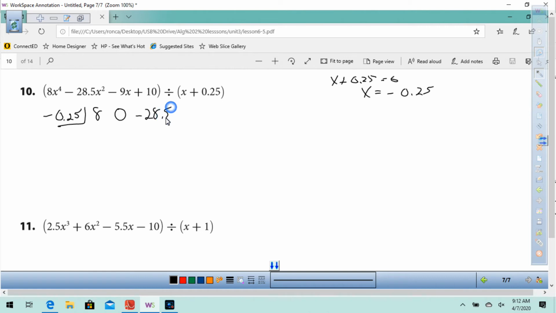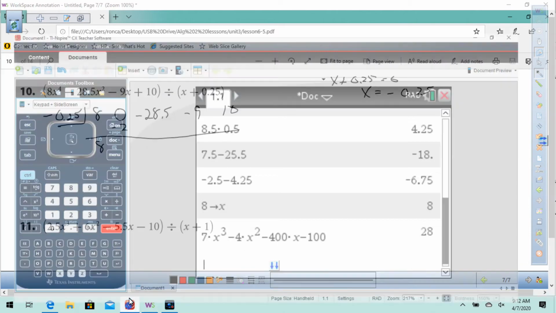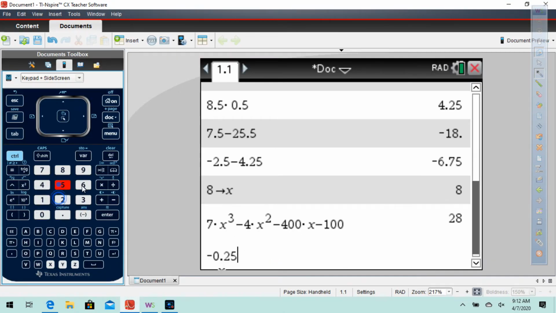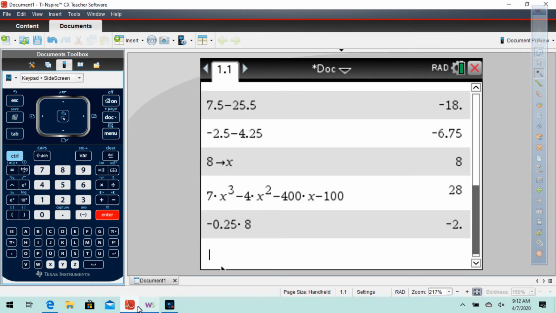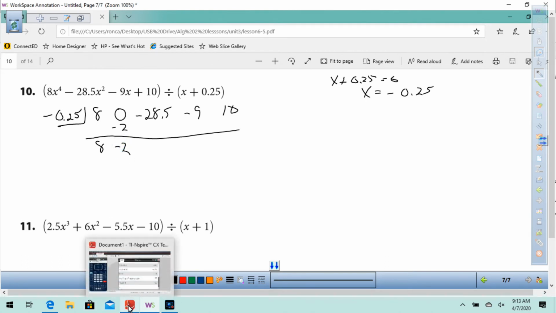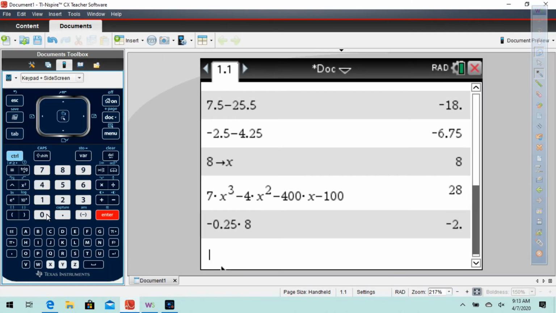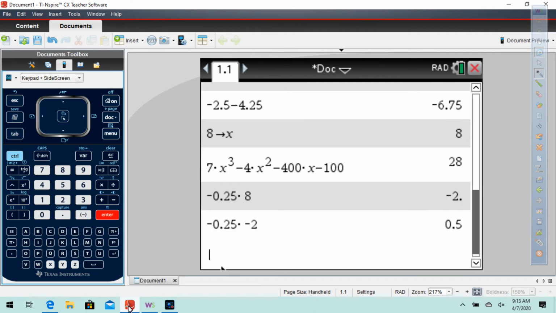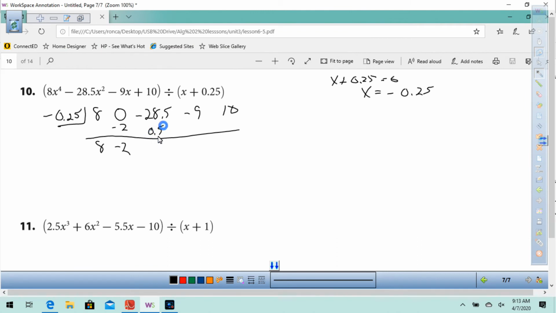Negative 28.5. Negative 9, and positive 10. And bring the 8 down, 8. Negative 0.25 times 8 is negative 2. So that's negative 2. Negative 0.25 times negative 2 is 0.5. So we got 0.5. That leaves us with negative 28.